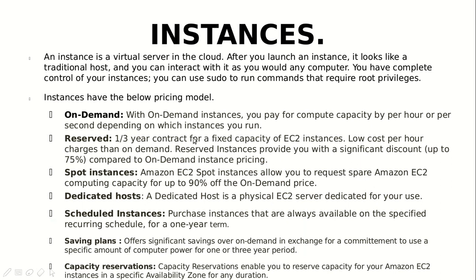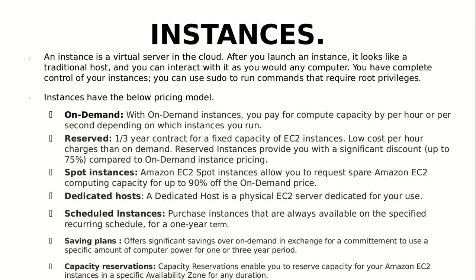The first one we are going to look at is your on demand. With your on demand instances, you pay for compute capacity by the hour or per second, depending on which instances you run. On demand is your default one. Whenever you launch your instances, it will be an on demand instance, and for this you will be charged by the hour or per second, depending on the instance type you choose.